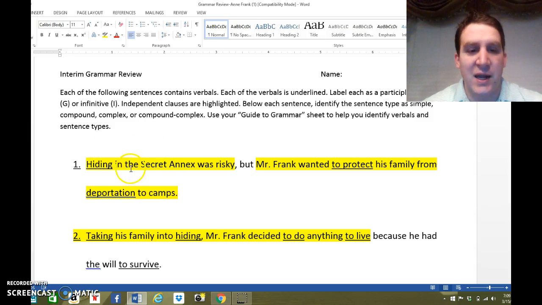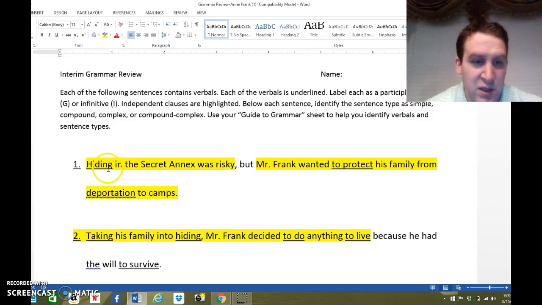The first one says, "Hiding in the secret annex was risky, but Mr. Frank wanted to protect his family from deportation camps." So we're going to go ahead and identify the verbals first. I underlined them in example number 1, and you have 2 of them. You have hiding right over here, and then you have to protect right over here.